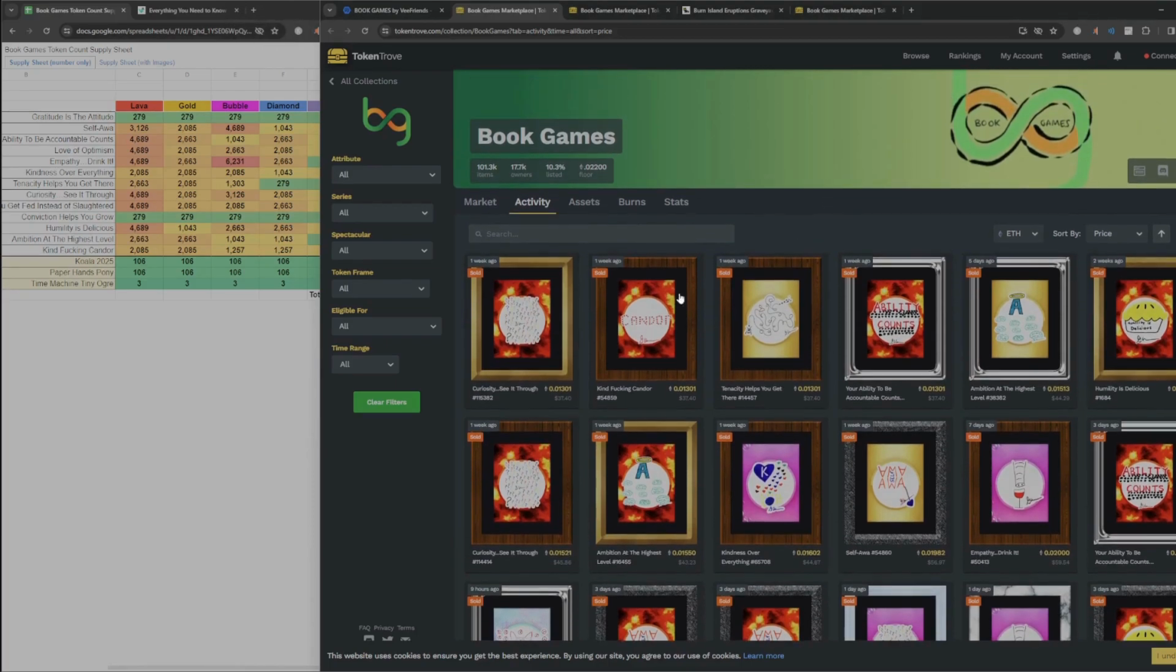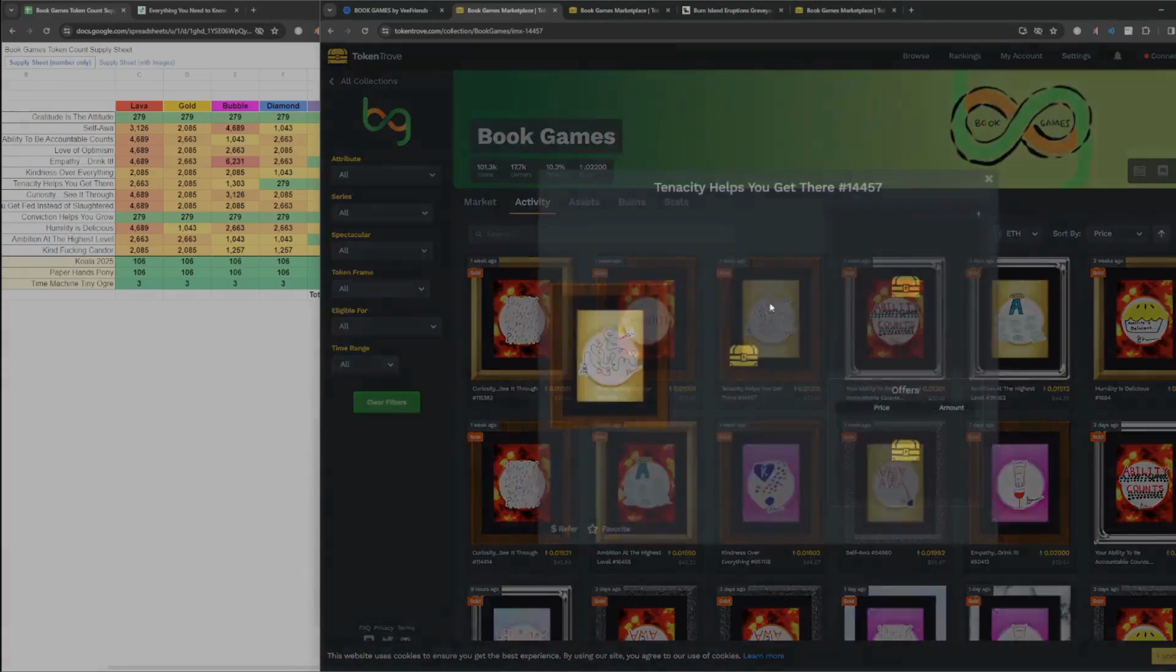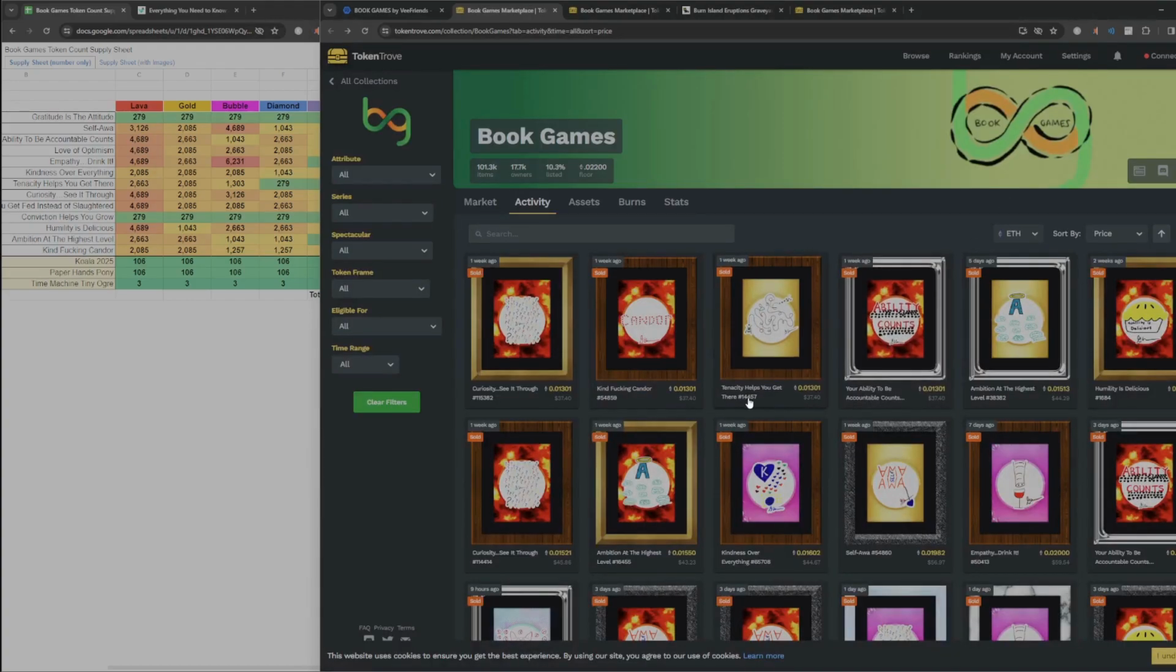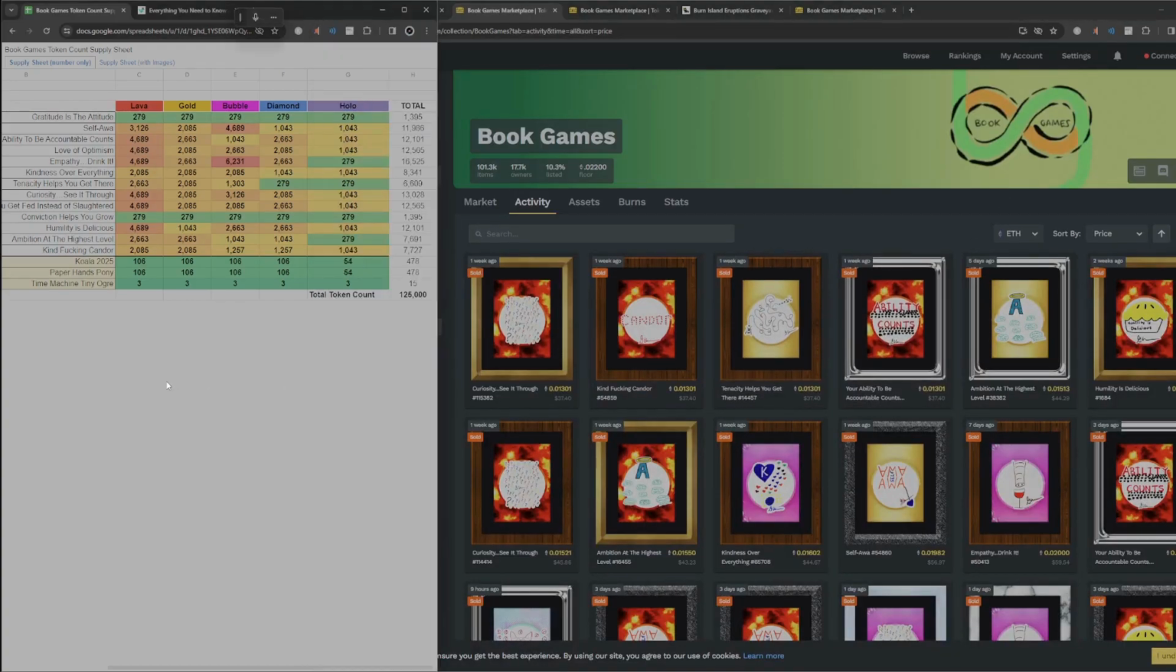This says it's from a week ago. We're seeing some stuff at $37. This was a steal as a book game spectator. Like this right here. Wow. This was a pretty good buy. $37 for a tenacity helps you get there. Okay, where is the tenacity? Oh my goodness. There we go. Tenacity helps you get there. We have a tenacity gold.